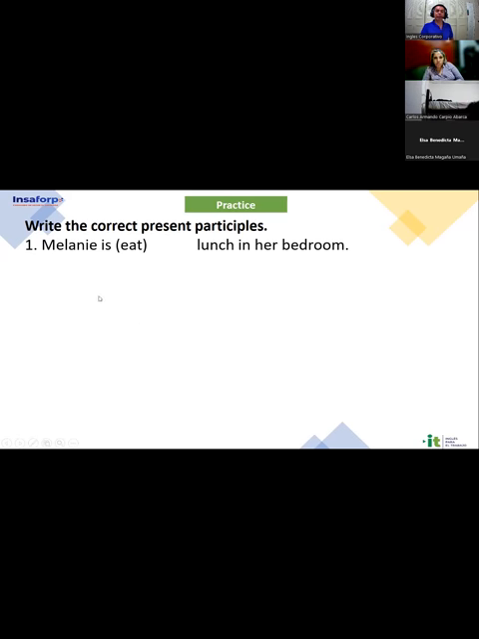Now, we have some verbs, right? Melanie is eat. What is the present participle for it? Now, in this case, I will ask volunteers, right? No voy a asignar voluntarios, ustedes solitos. Okay. Volunteers, please. Eating. How do you spell that? Delia? E-A-T. I-N-G. Eating, correct. Yes. Melanie is eating her lunch, right?